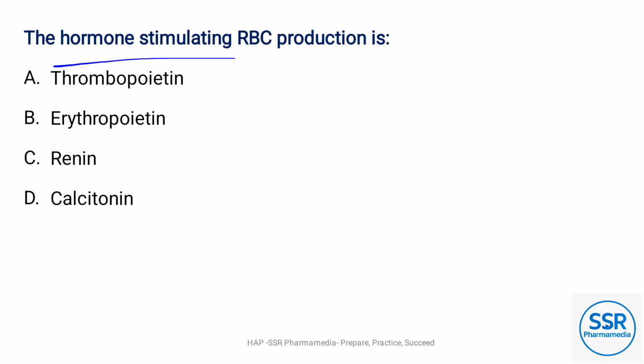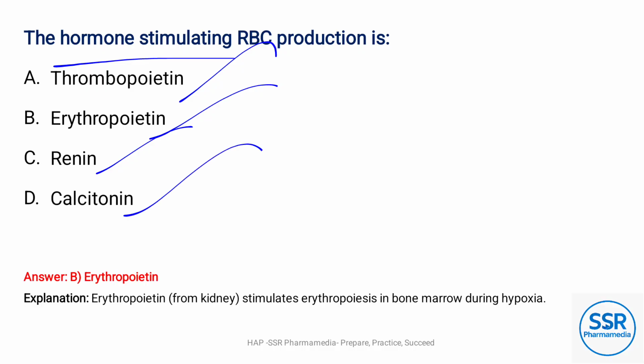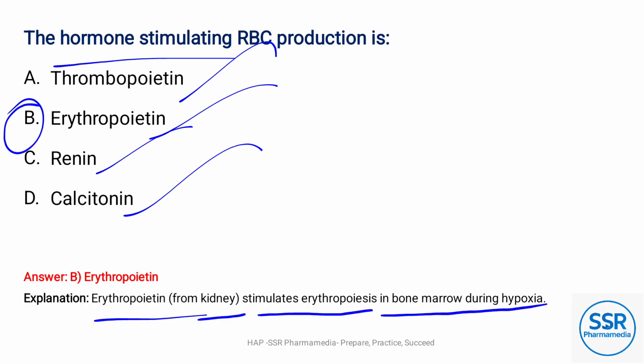The hormone stimulating RBC production is: option A, prothrombopoietin; option B, thrombopoietin; option C, renin; option D, calcitonin. The answer is erythropoietin. Erythropoietin is synthesized in the kidney. It stimulates erythropoiesis in bone marrow during hypoxia.